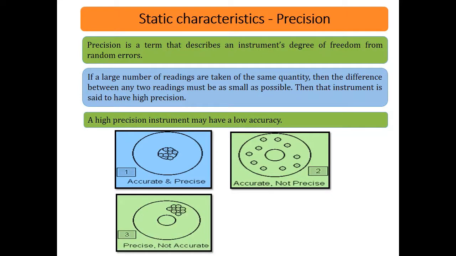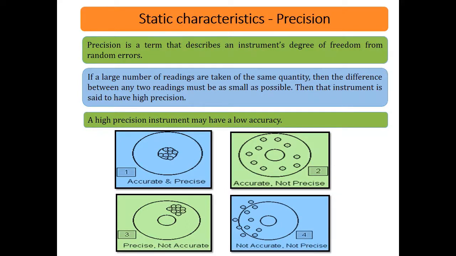In this third example, we can see that all the readings from the set are closer to each other, but they are away from the accurate value or correct value. Hence, this system is not accurate, but it is precise. In the last example, it can be seen that the multiple readings of the same quantity are away from the correct value as well as they are away from each other. The difference between any two readings is large as well as these readings are away from the correct value. Hence, the system is said to be not accurate and not precise.